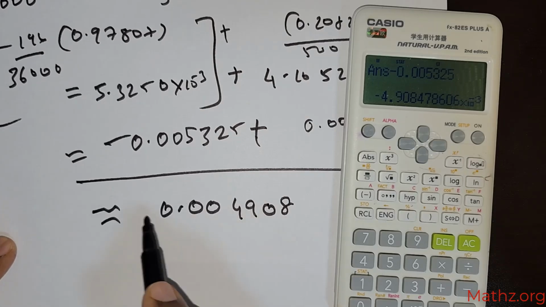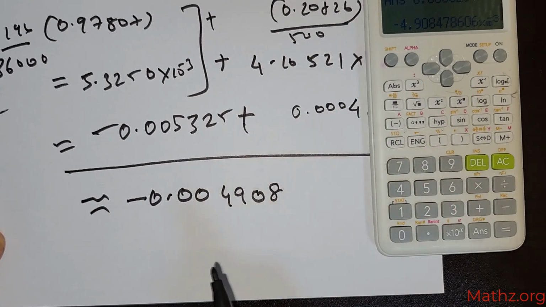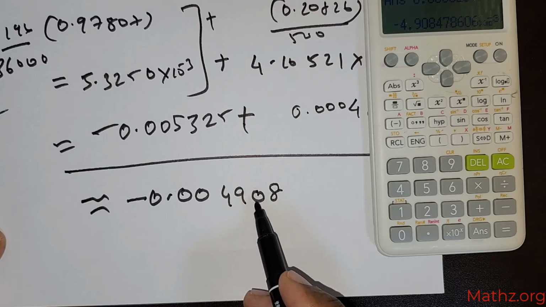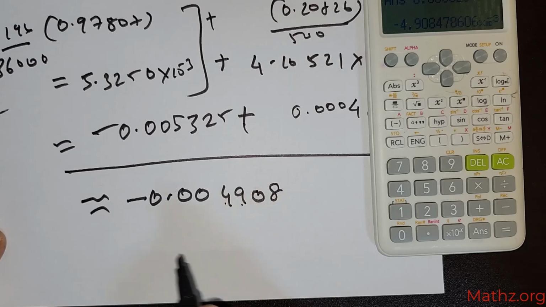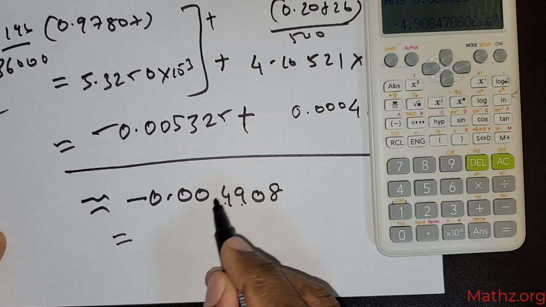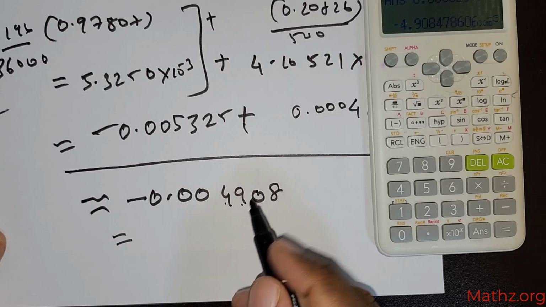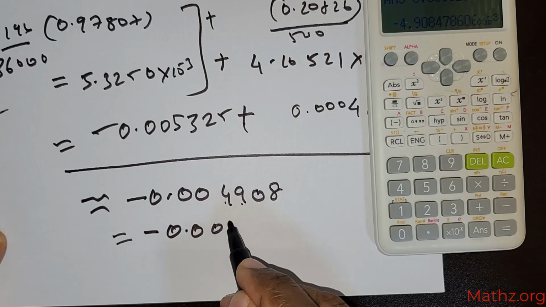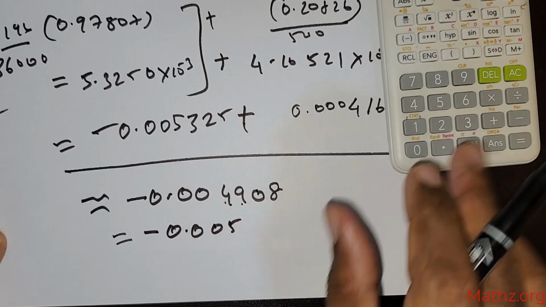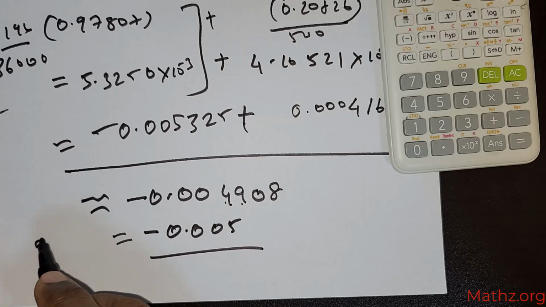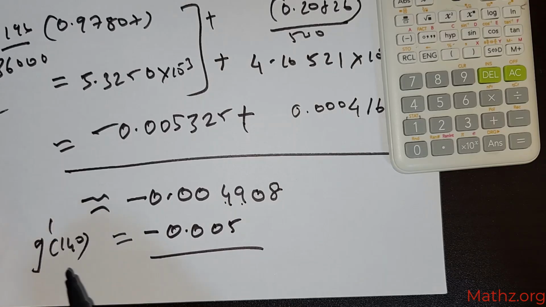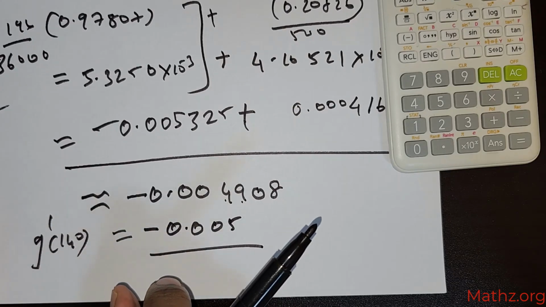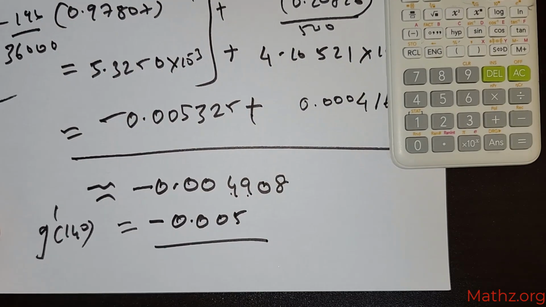Now with a negative sign, right, now if I were to round this off, this is going to be negative 0.005. Now the question is, what is this? This is G dash of 140, and we have to interpret this result. That's the most important thing.